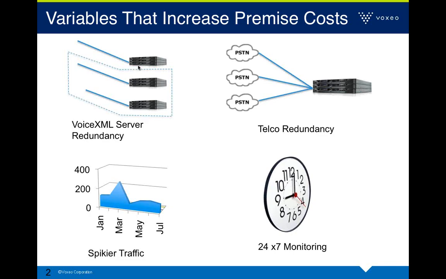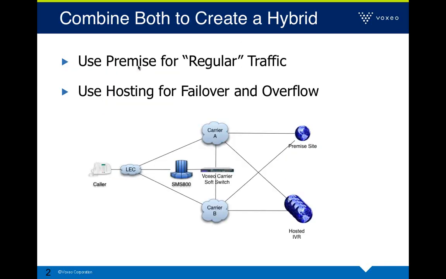But the spiky traffic gets into what's interesting that you can do in this era of IP communications, which is that you can create hybrid models where you have a premise installation that is used for the regular traffic, just the main flow of what you have, and then you look at how you can use hosting, the cloud, for failover or for overflow. So we have some customers who will have a certain capacity on their premise, and then in seasonal variation, it'll fail over into the cloud.